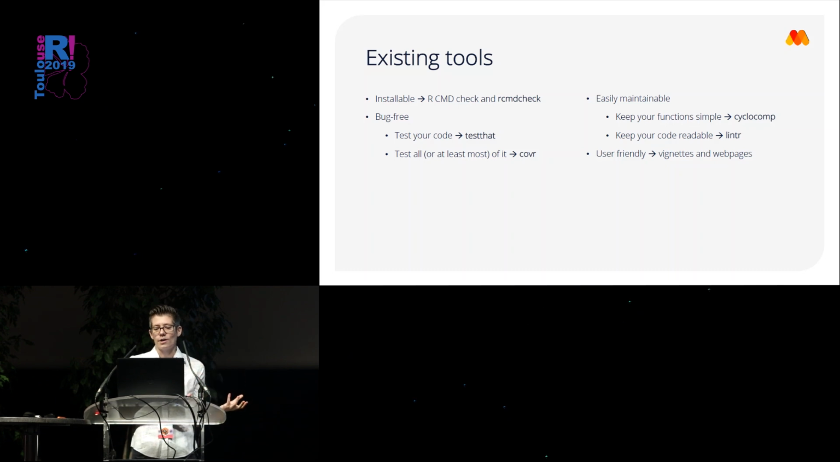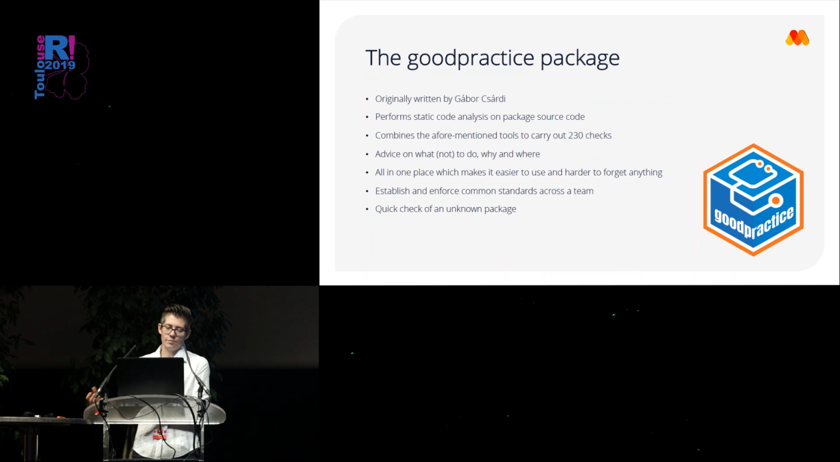And one idea to make your code more easily maintainable is to keep your functions simple. So the cyclocomp package calculates code complexity, or cyclomatic complexity, which is a measure for code complexity. And keeping your code easily readable by adhering to a consistent style also helps, and the lintr package does that for you.